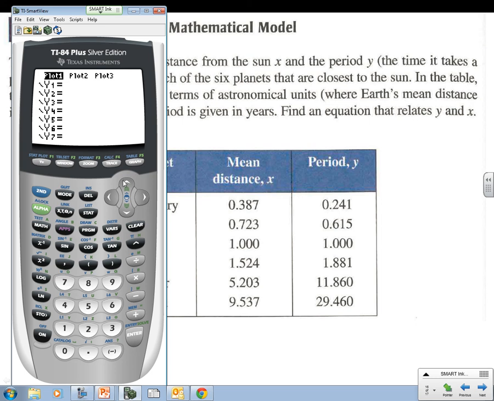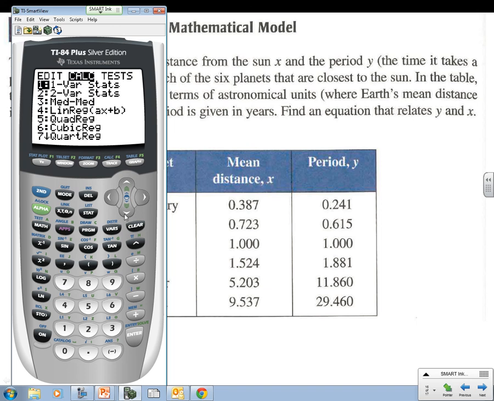And I'm going to go turn on my plot 2. Turn off plot 1, turn on plot 2. See what those look like. Look at that. That is a nice straight line. Okay? So now that we have a nice straight line, we're just going to need to come up with an equation for this line. We can go ahead and grab that from our regression.